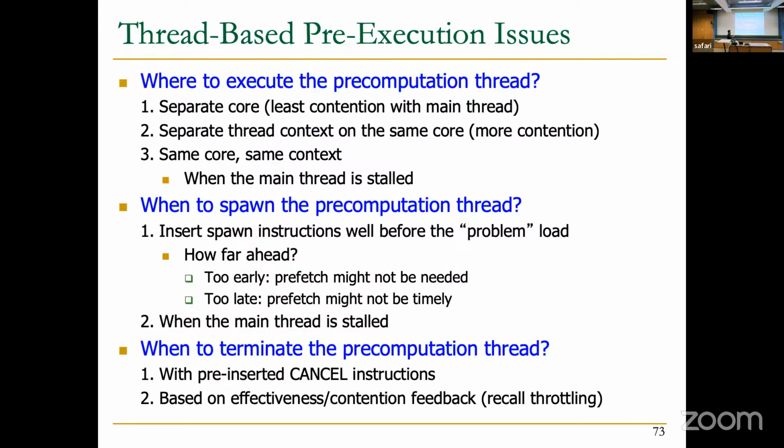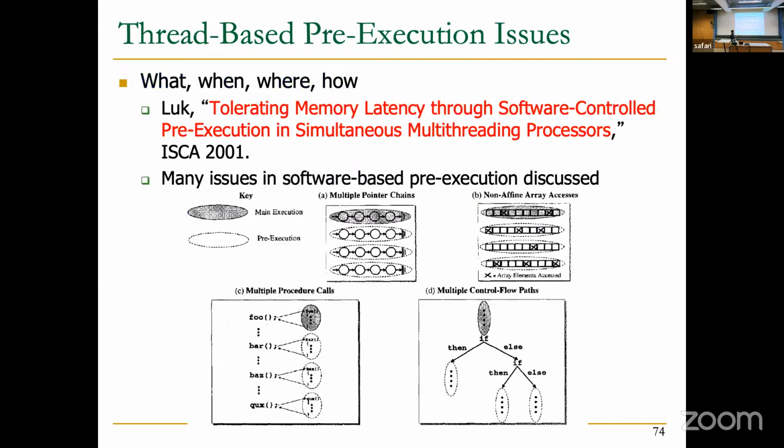And then the third question that we have to answer is when to terminate the pre-computation thread. So either we can use a pre-inserted cancel instruction, or we can use some sort of feedback mechanism. If historically this speculative thread has generated accurate prefetches, then probably I can let it run a bit longer, or if it is inaccurate, then probably I can throttle it down. So that's the idea here.